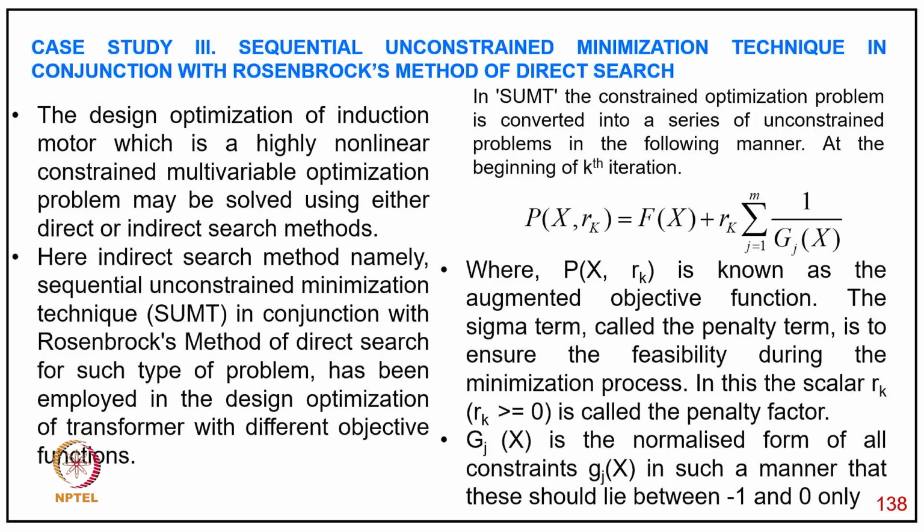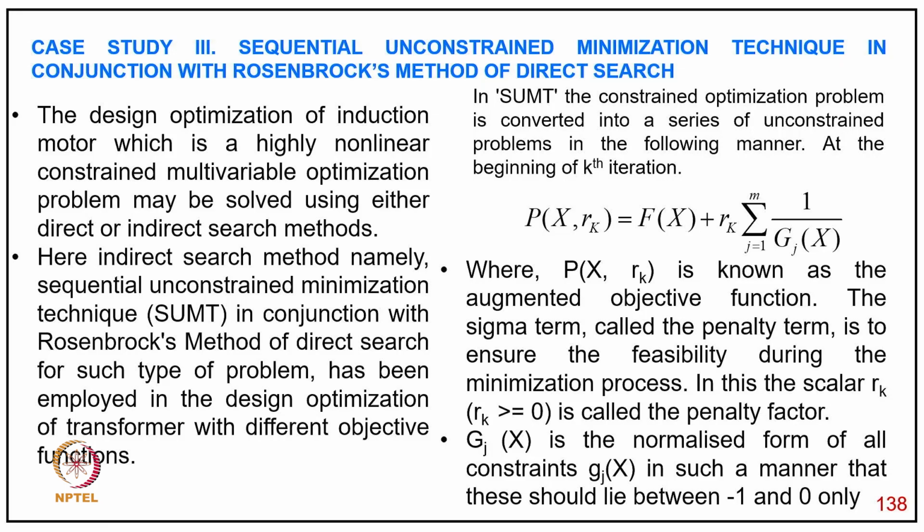So here is the sequential unconstrained minimization technique process. The design optimization of an induction motor, which is a highly nonlinear constrained multivariable optimization problem, may be solved using either direct or indirect search methods. Here the indirect search method, namely sequential unconstrained minimization, in short SUMT, in conjunction with the Rosenbrock method of direct search, has been employed for such a problem in the design optimization.